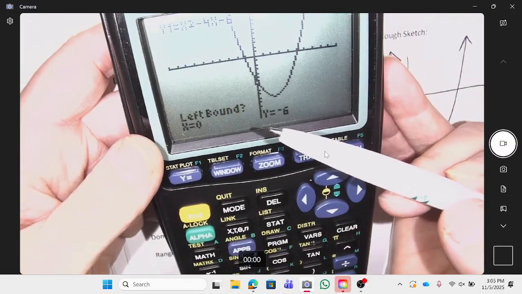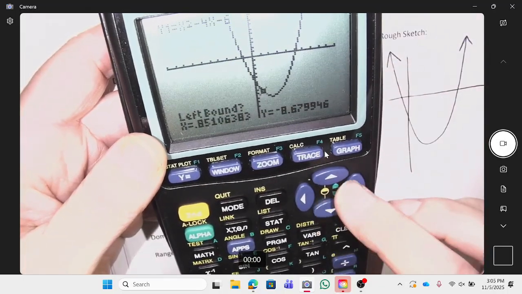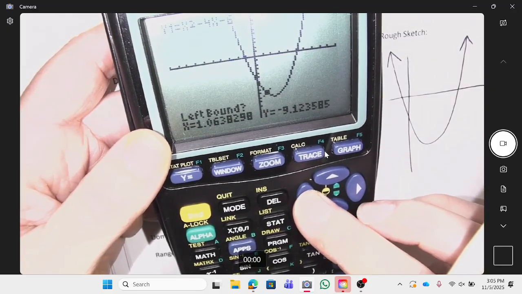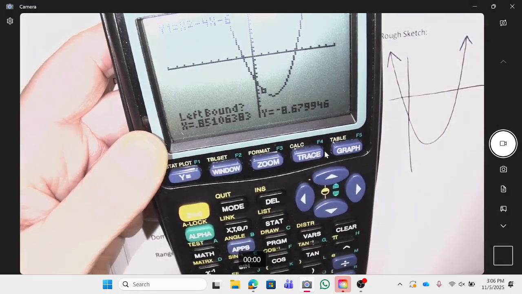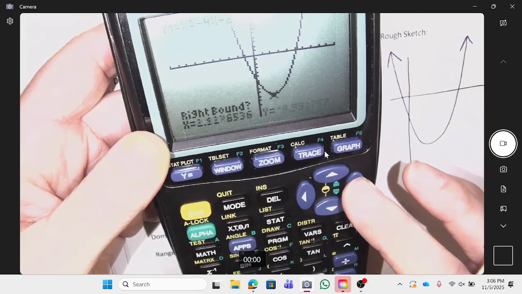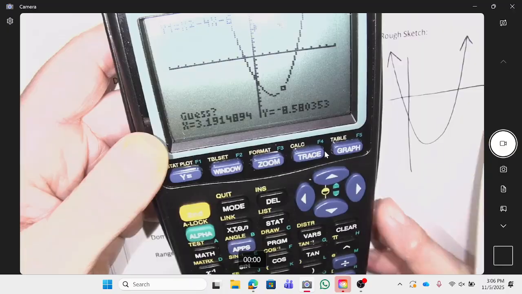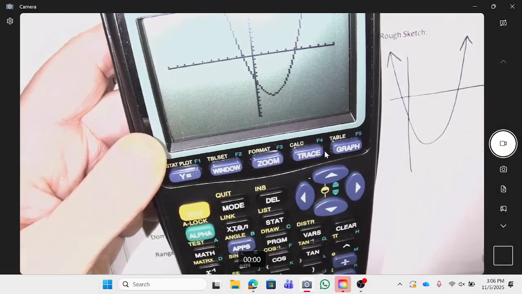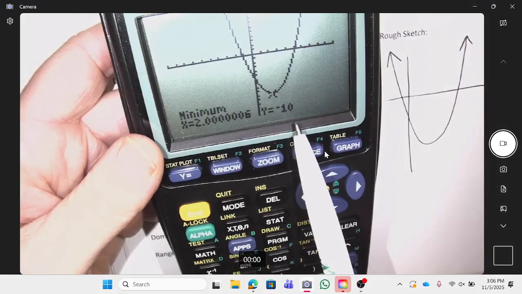The directions on the calculator screen say, can you go left of the minimum? So do you see how my mouse is? So here's my minimum. So I'm going to move my mouse somewhere so that it's on the left side. I'm going to hit enter. Now it tells me, can you go to the right side of it? So I'm kind of good right there. Enter. Then it says, okay, the calculator is going to guess. So I'm going to make it guess with one more enter. And the coordinate is 2, -10.